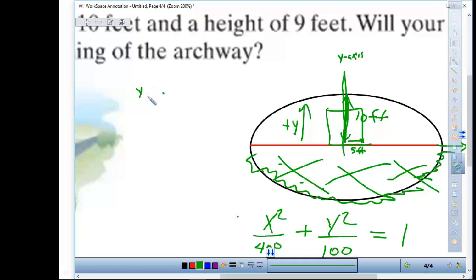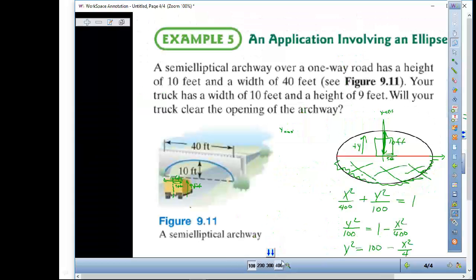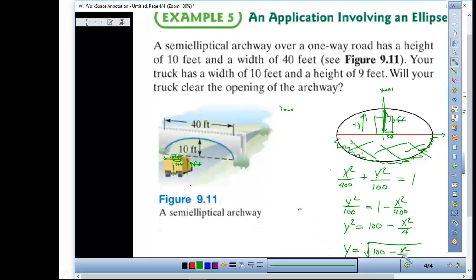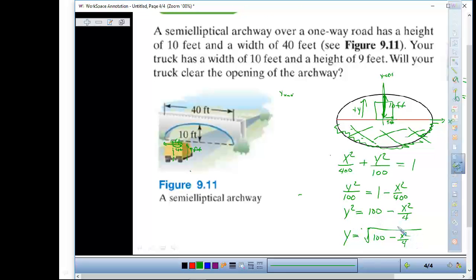Now we've got an equation for this that we've already found, and it's right down here. We just can't see it right now because I'm not down there far enough. There is my y value. All right, so let's find it when x equals 5. So y equals the square root of 100 minus 5 squared over 4.